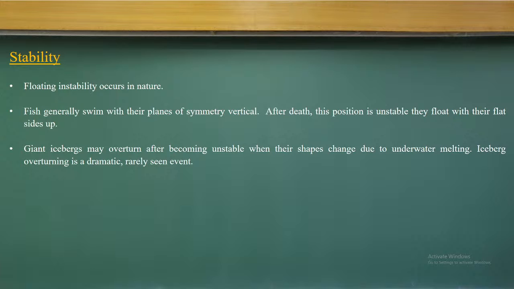Similarly, another interesting thing is that fish generally swim in their planes of symmetry. After death, the position is unstable, and they float on their flat side. That same concept comes in here. This is the example: giant icebergs. You can see them in any movies or National Geographic channels, the falling of icebergs, which become unstable and their shape changes. Because of underwater melting, iceberg overturning is a very rare event which is captured by many channels like National Geographic and traveler channels.